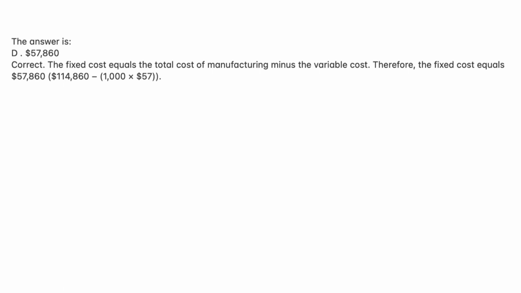$57,860. Correct. The fixed cost equals the total cost of manufacturing minus the variable cost. Therefore, the fixed cost equals $114,860 minus 1,000 times $57, which is $57,860.